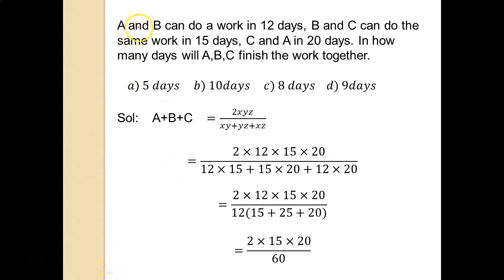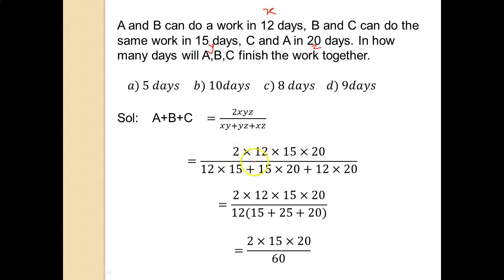Now what is x? A and B can do work in 12 days, so 12 days is considered x. Now B and C can do the same work in 15 days, so 15 days is considered y. And C and A in 20 days, so 20 is z. So put the values of xyz in the given formula.